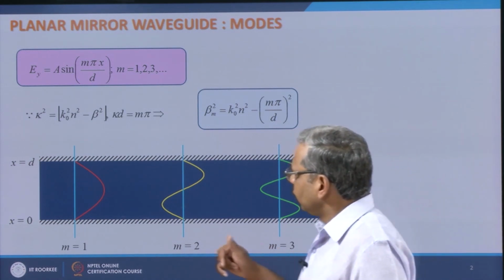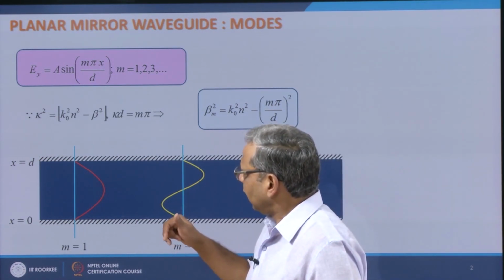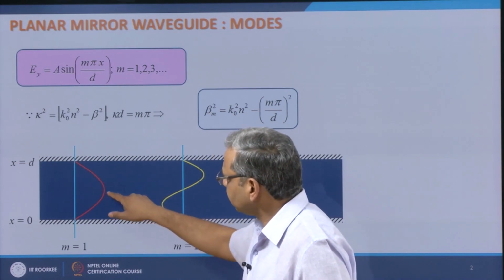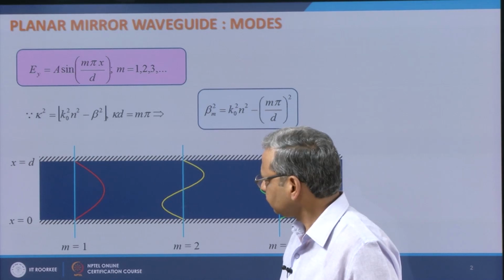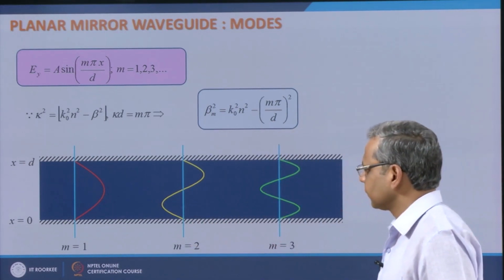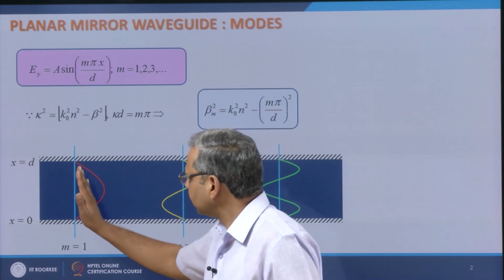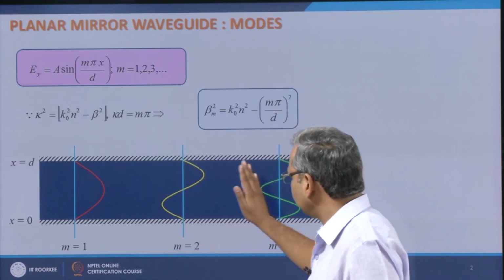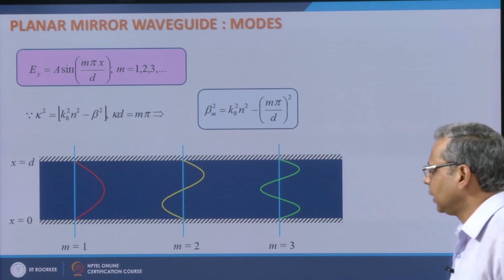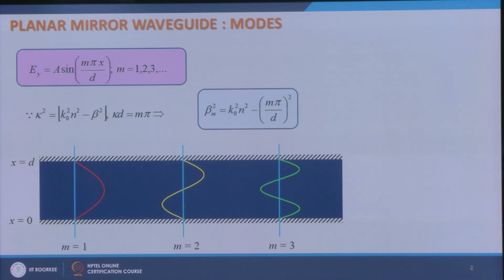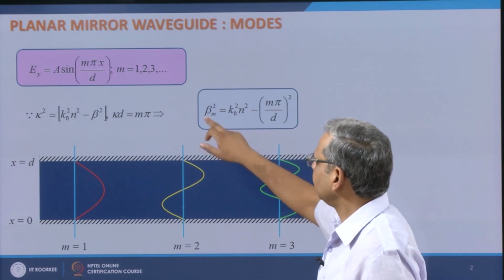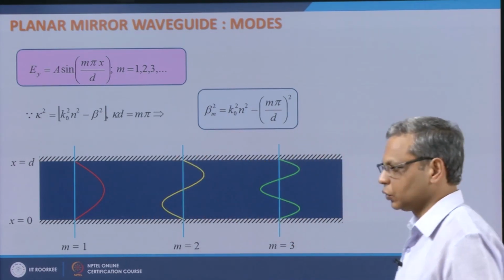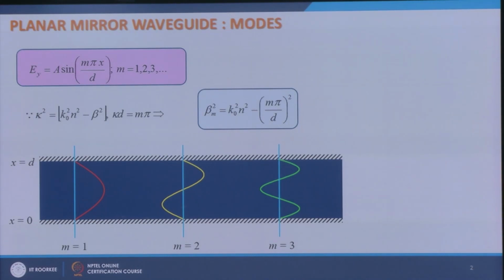So, what I got is this kind of variation of electric field Ey with respect to x, and these fields propagate in the waveguide and sustain their shape as they propagate. They also propagate with certain propagation constants beta 1, beta 2, beta 3 and so on. Let me understand what they are.